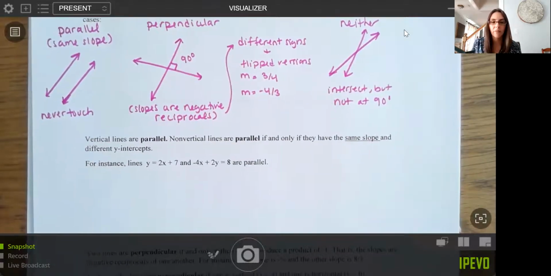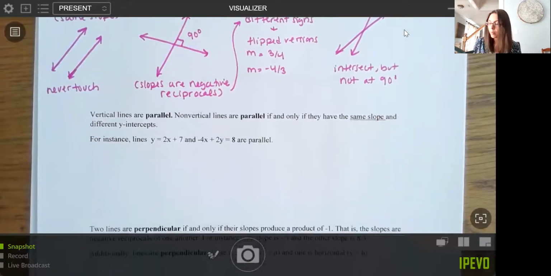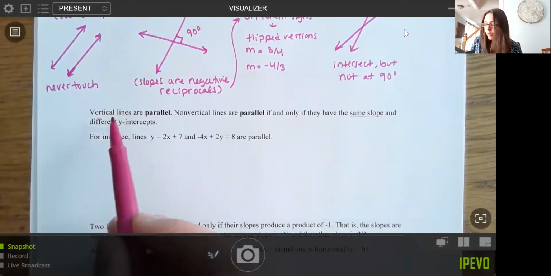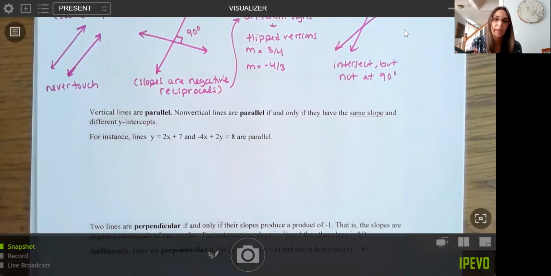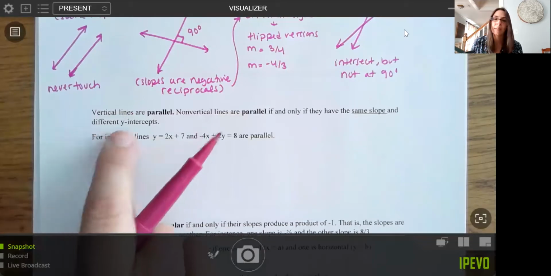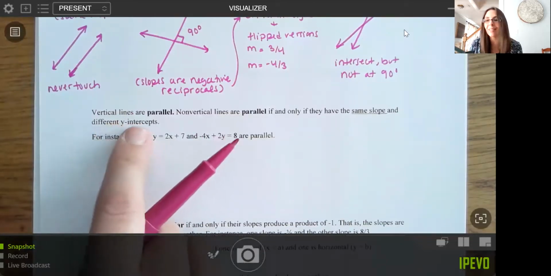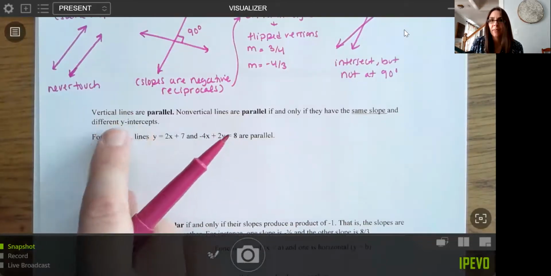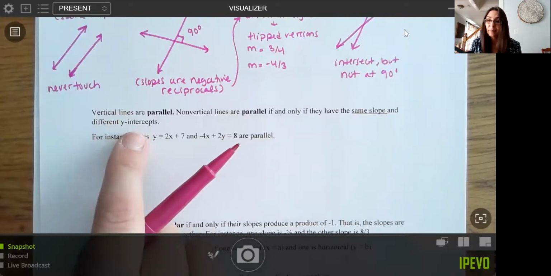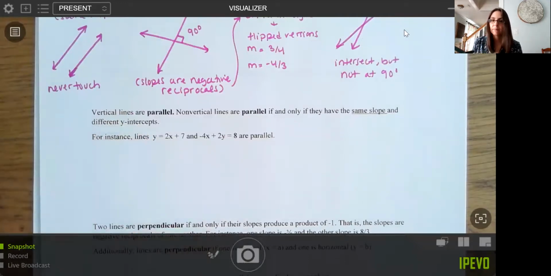Here again, you just have those definitions written out a little more formally. As a note, vertical lines are also parallel to each other. I make that a side note because they don't have slopes like we're used to, but they would be parallel to each other. Lines that are non-vertical are parallel, like I said, if they have the same slope and also different y-intercepts. All that means is that they're actually different lines. If they had the same slope and the same y-intercept, they'd actually just be one line. So they'd have to be two different lines.